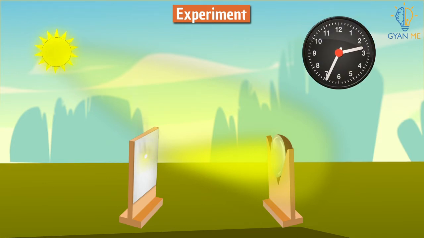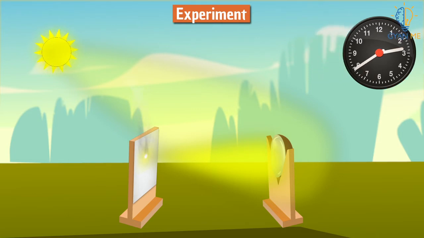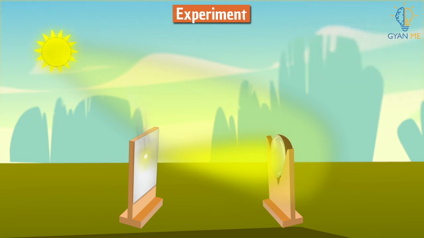What do you observe? We observe that the paper at first begins to burn. How will you come to know it is burning? Of course, there is a production of smoke. Eventually, it may even catch fire. But then why does it burn?